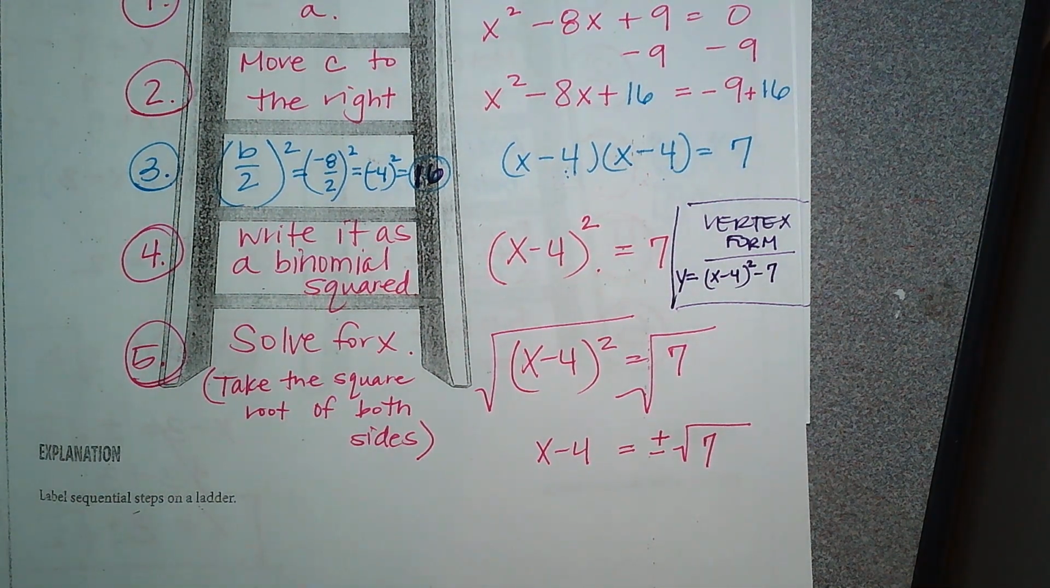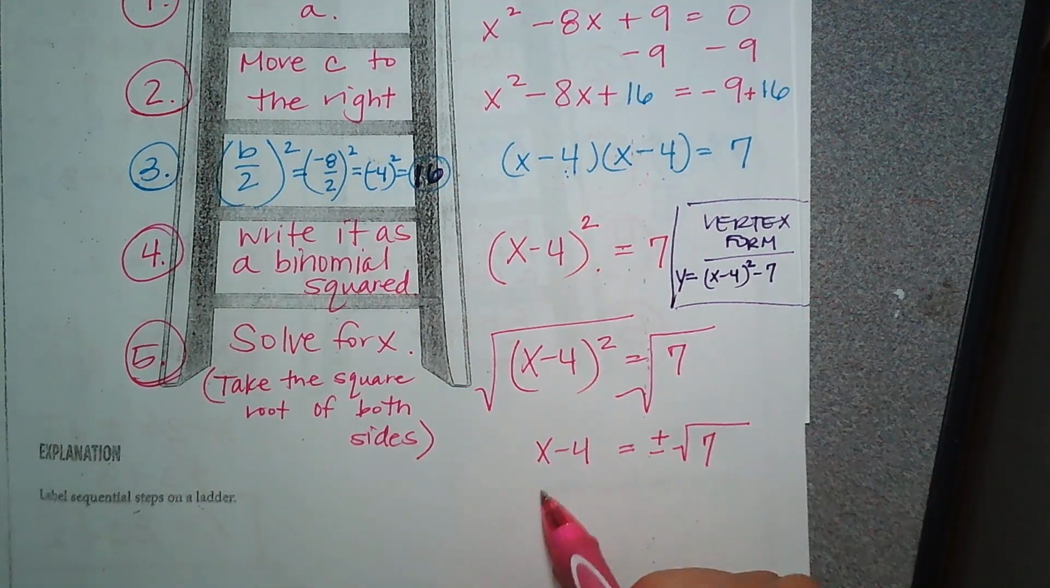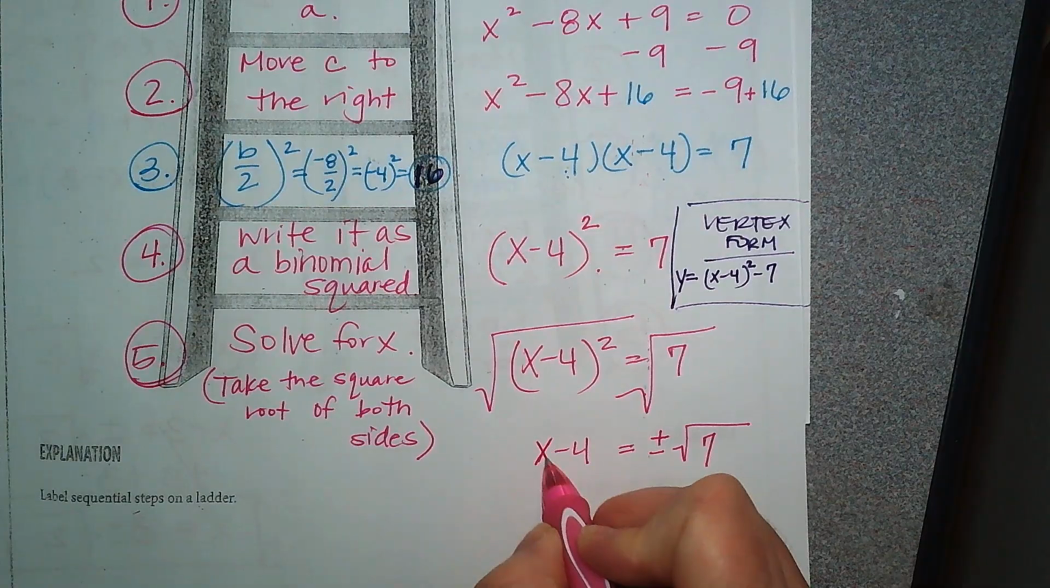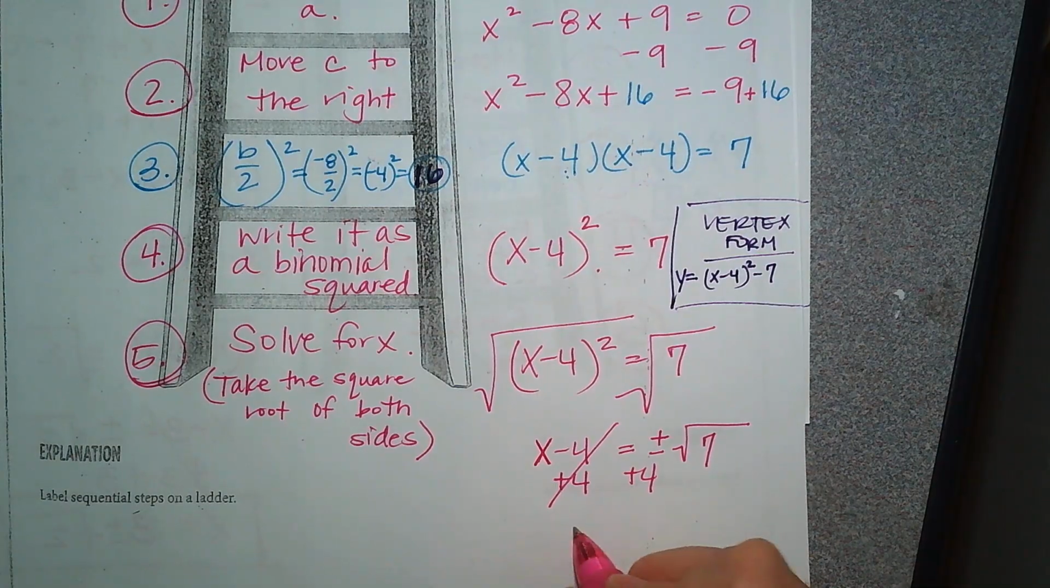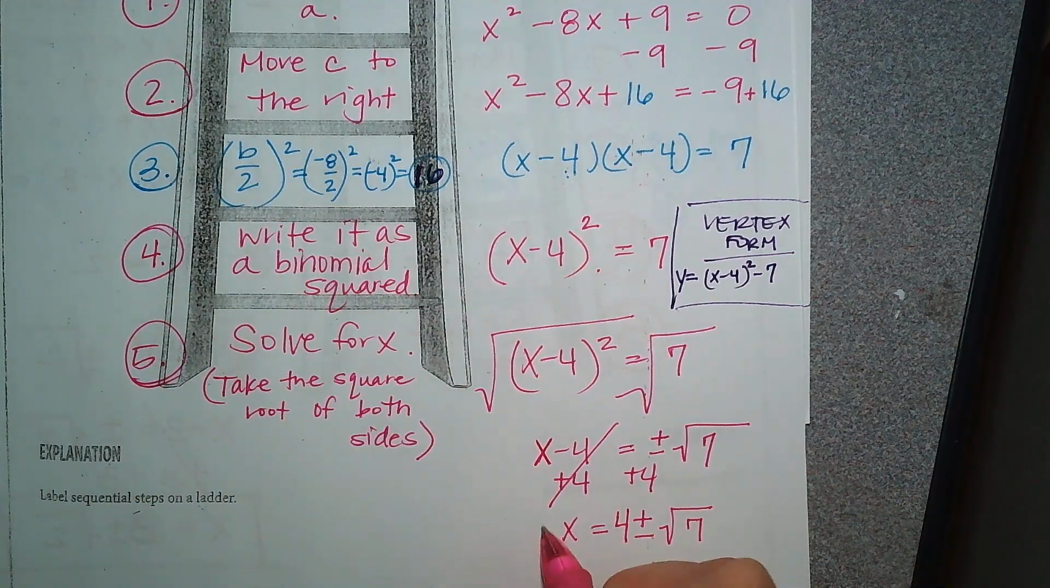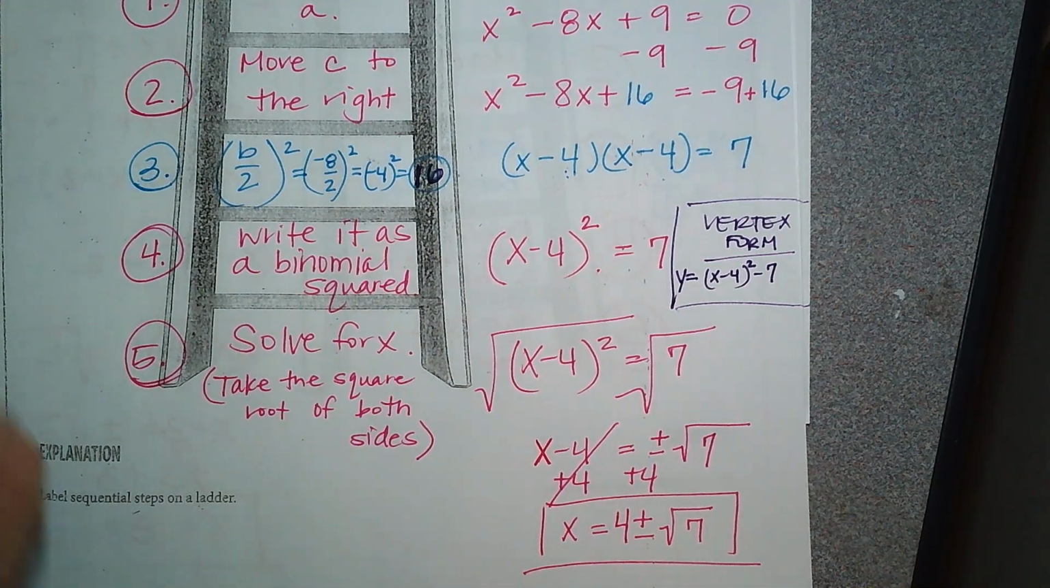How do I solve for x? What's the last step in solving for x? I've got to isolate the x, so I've got to get rid of that negative 4 by adding it. Add 4 to both sides. Make sure you put that 4 in front of the plus or minus. So it's 4 plus or minus square root of 7. Any questions?